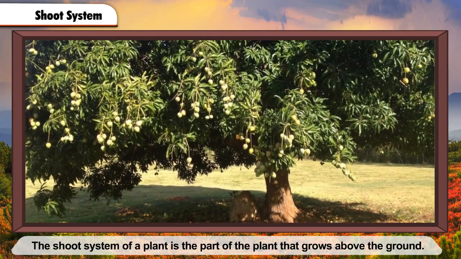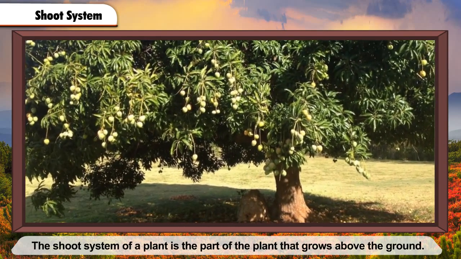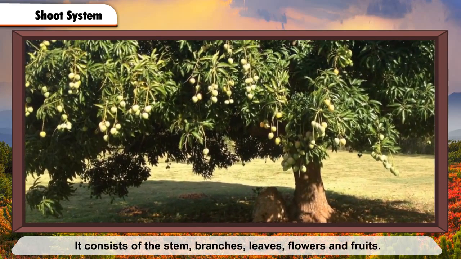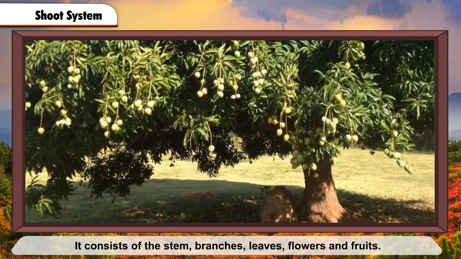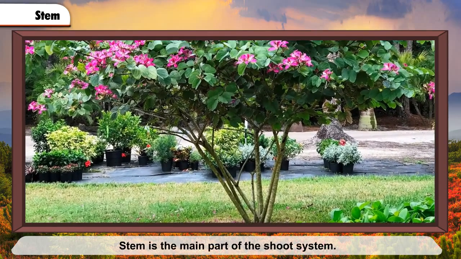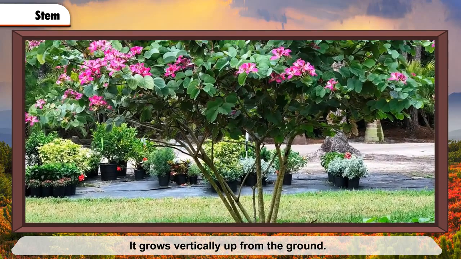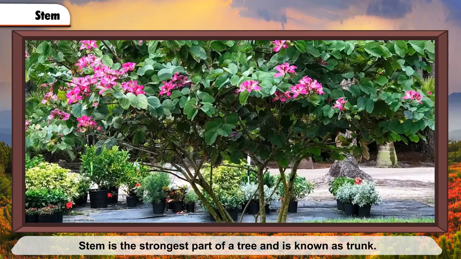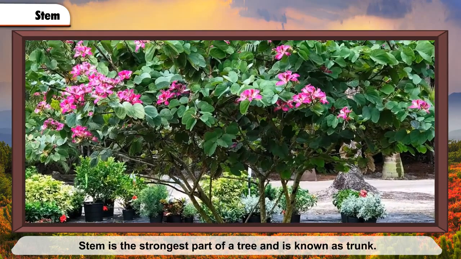Shoot system. The shoot system of a plant is the part of the plant that grows above the ground. It consists of the stem, branches, leaves, flowers and fruits. Stem. Stem is the main part of the shoot system. It grows vertically up from the ground. Stem is the strongest part of a tree and is known as trunk.